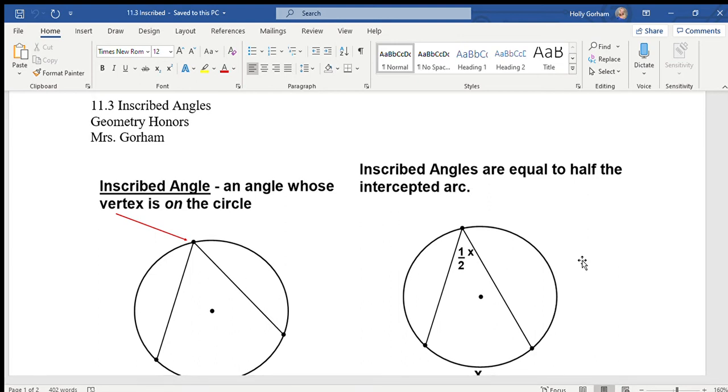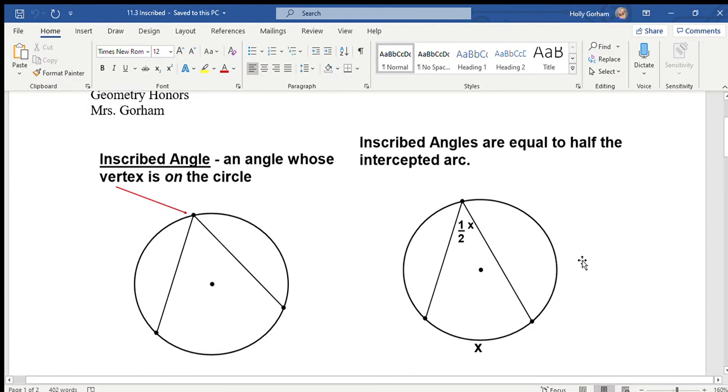Okay, so as we start with 11.3, we're going to be talking about inscribed angles. Now, I believe back in chapter 7-ish, somewhere back there, we talked about central angles. Central angles are located at the center and have a measure that's equal to the arc that it intercepts. Today we're going to talk about inscribed angles.